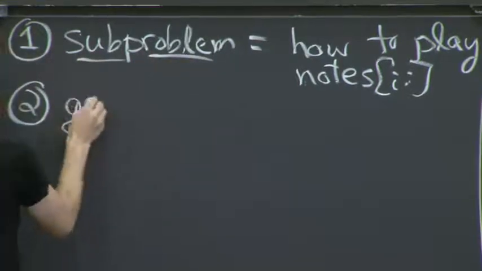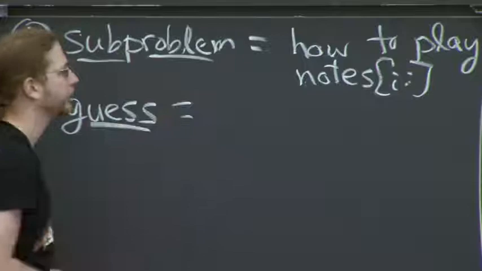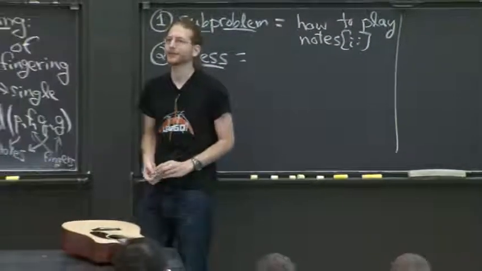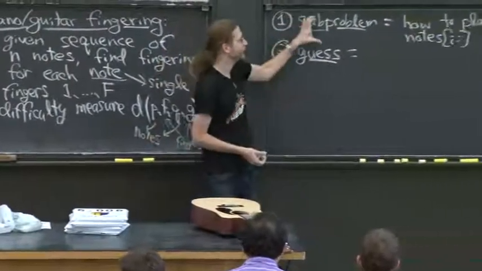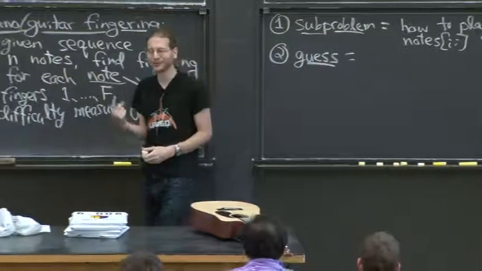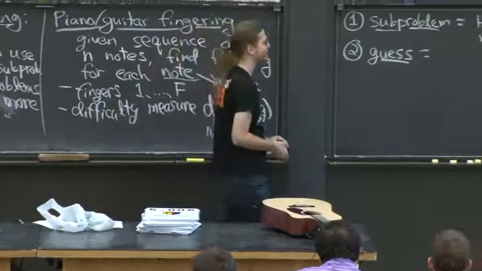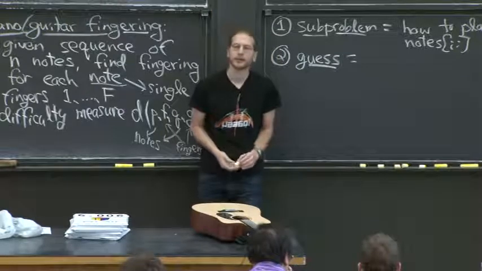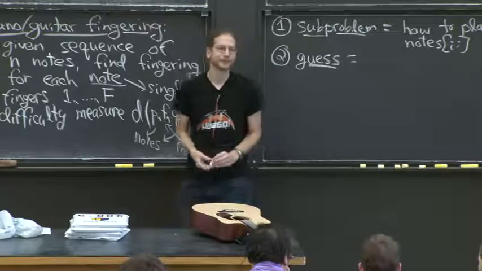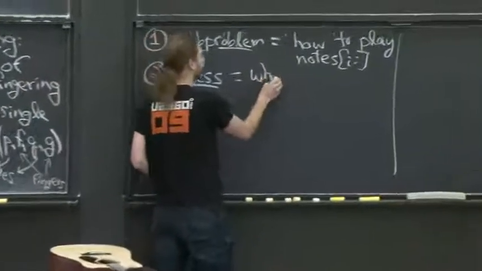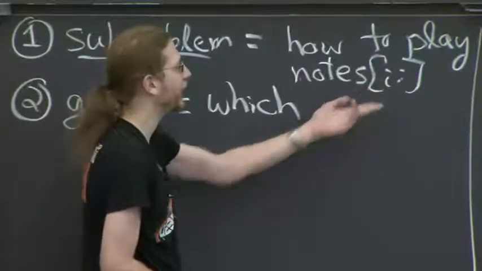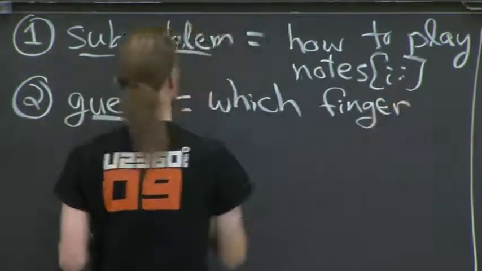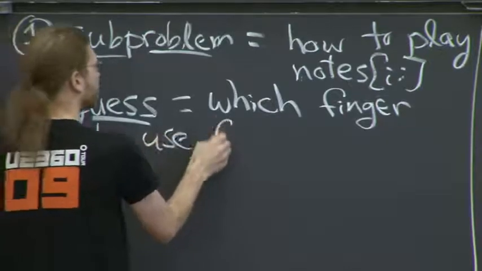OK, then we need to guess something. What's the obvious thing to guess, given that I need to play notes i onward? Think a little harder. This one you shouldn't have to think. That's what I tell you. Try suffixes, try prefixes, try substrings. Yeah? Maybe which finger to use for note i? Yeah, which finger to use for note i? Our whole point is to assign fingering. The first note here is i, so let's think about i. What could you do for i? Well, try all the possibilities. Which finger to use for note i?